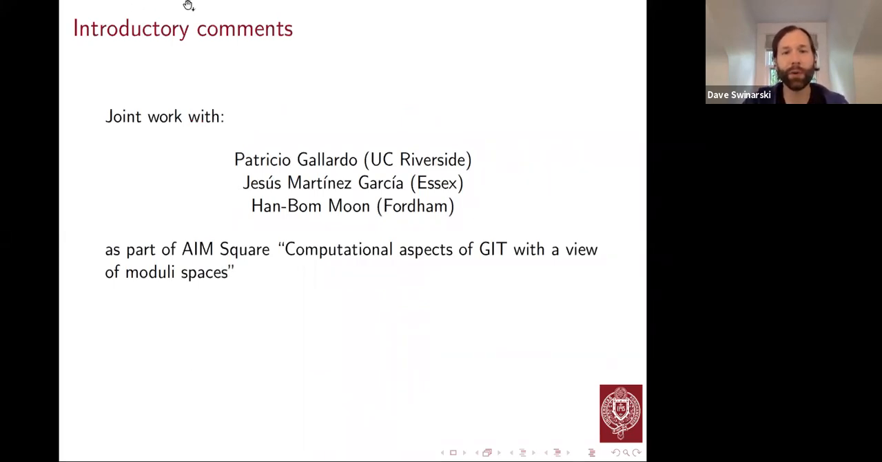This is joint work with Patricio Gallardo, Jesus Martinez Garcia, and Hanbang Moon, and it all started as part of an AIM Square that we organized on computational aspects of GIT with a view of moduli spaces.